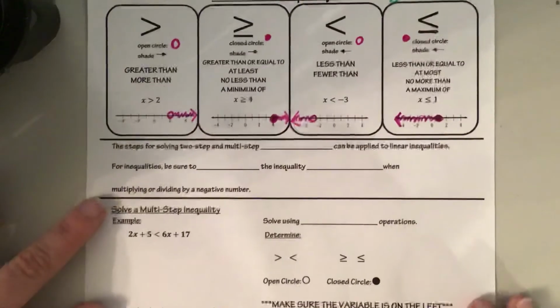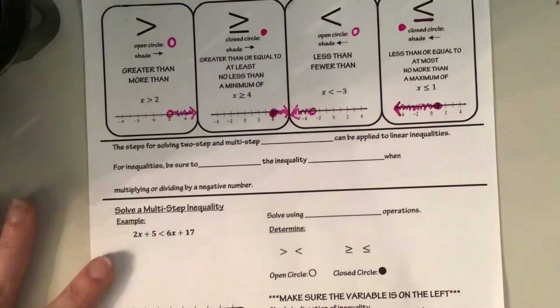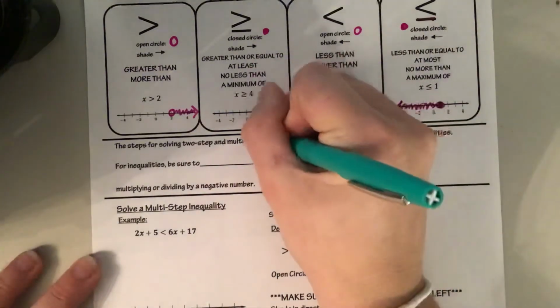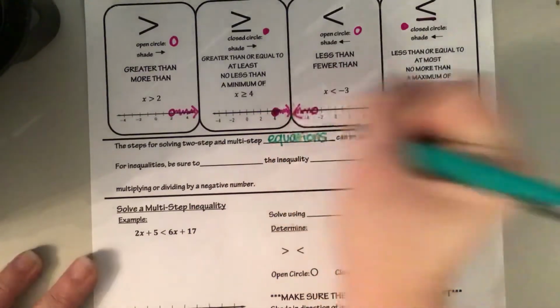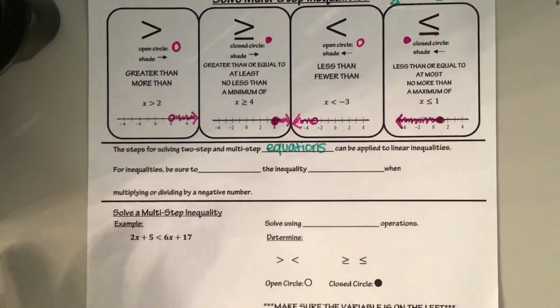So let's look at a few notes. The steps for solving two-step and multi-step equations can be applied to linear inequalities. So it's like what it was when I started out these notes. It's the same steps as an equation, but you just have a less than, a greater than, or an equal to sign between it, instead of your equal bars.